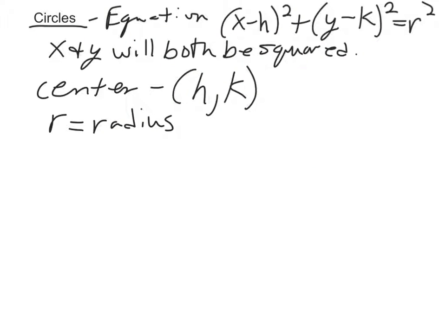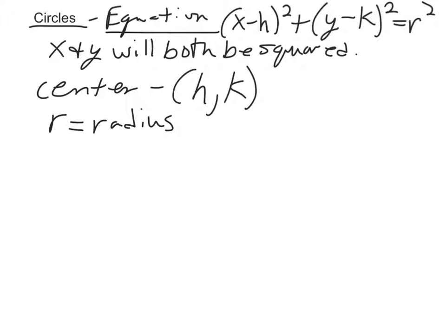Our last one here is going to be on circles, and our equation for circles is x minus h squared plus y minus k squared equals r squared. X and y will both be squared, so that's how I know it's going to make a circle. If there are no squares at all, it's linear. If the x is squared, it's a parabola. If both of them are going to be squared, then it's going to make a circle.